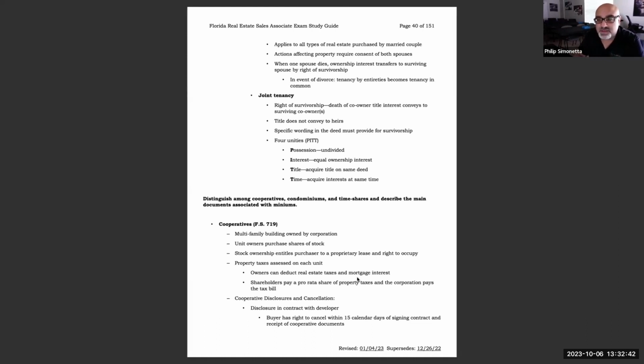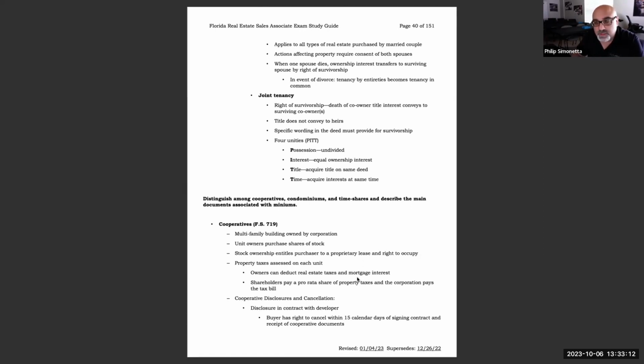Okay, actions affecting property require consent of both spouses. So both people have to sign all the documents, right? Agreements, contracts, closing, deed. When one spouse dies, ownership interest transfers to the surviving spouse by right of survivorship. In the event of divorce, tenancy by the entireties becomes tenancy in common. Okay, automatically reversed to tenancy in common.